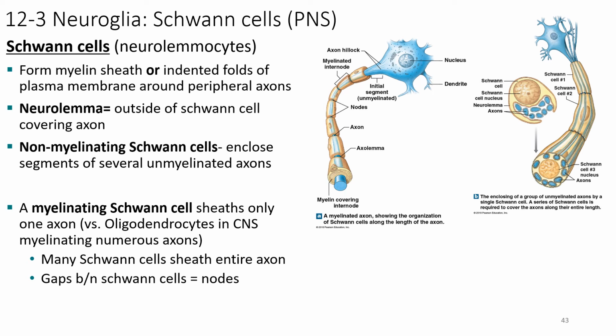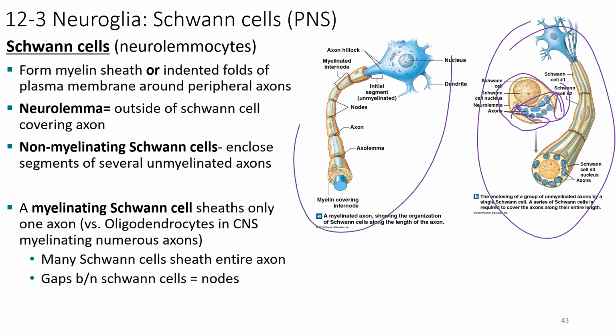Those non-myelinating Schwann cells, the ones that I was talking about here on the right-hand side, are going to enclose segments of several axons that are unmyelinated. So that non-myelinating Schwann cell forms that indentation and then kind of surrounds and protects several unmyelinated axons. A myelinating Schwann cell is going to sheath only one axon.